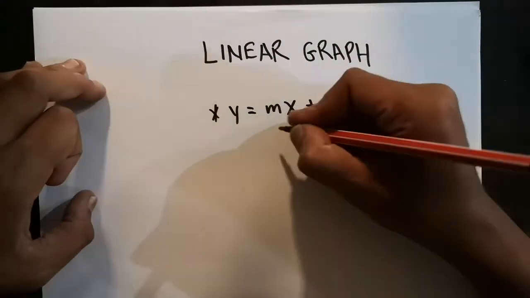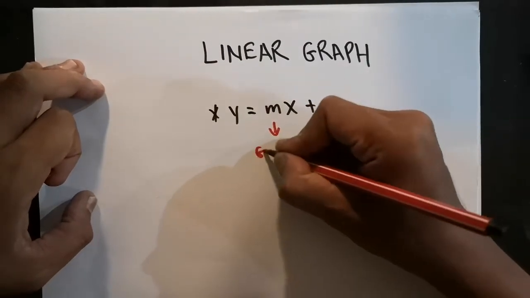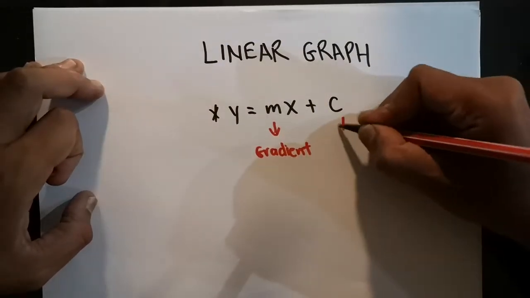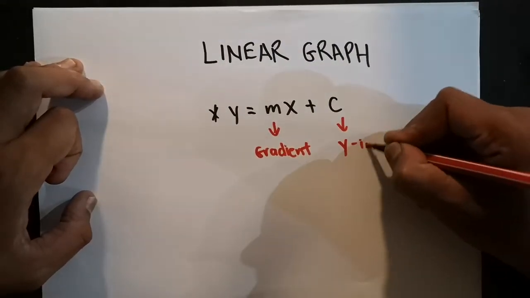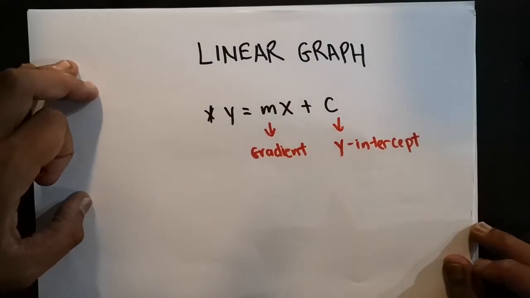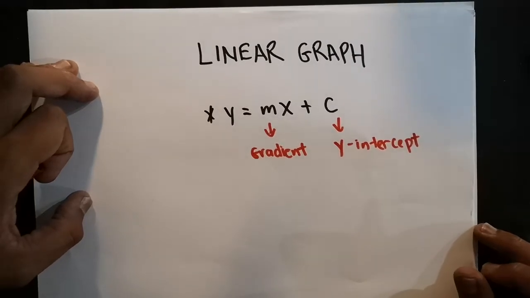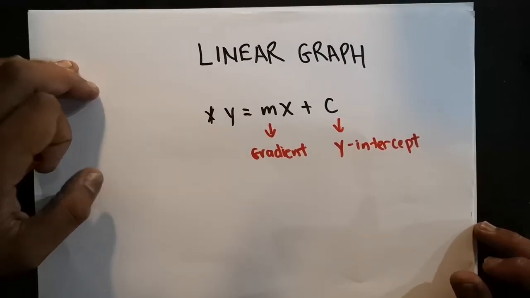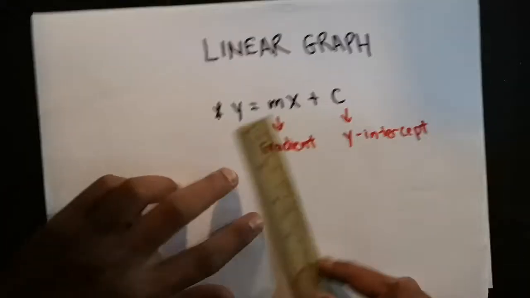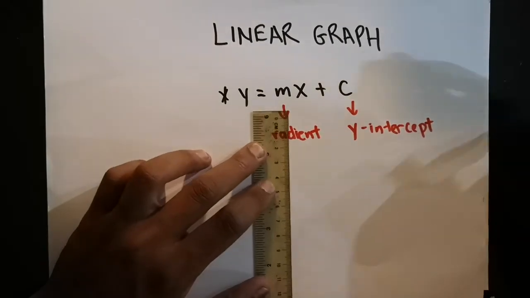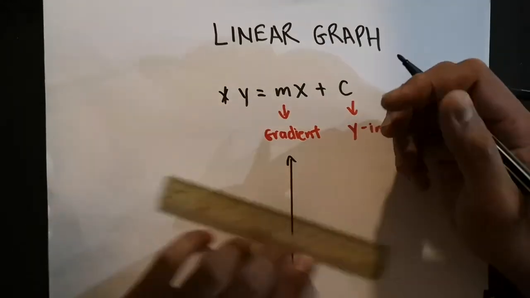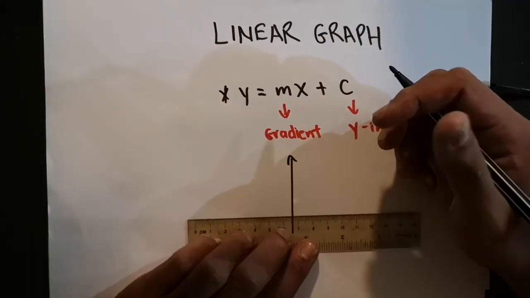Okay, m is basically your gradient. Okay, and c is your y-intercept. Easy? So what is gradient? The only thing you need to know about gradient is whether it's positive or negative. Okay, so I'll sketch out a random graph. Graph always has y and x axis, right? So I'll draw the y axis like this. Then I'll draw the x axis.